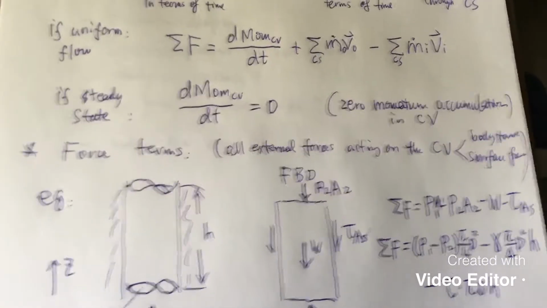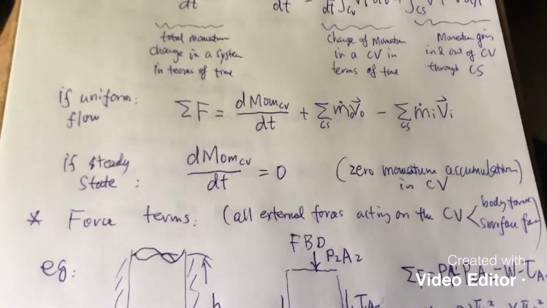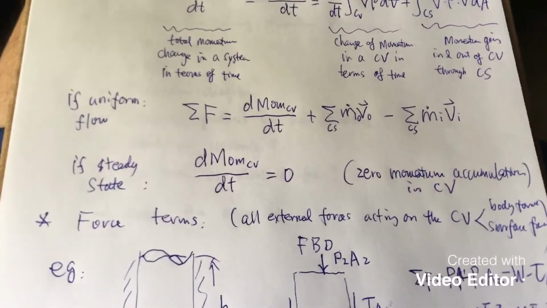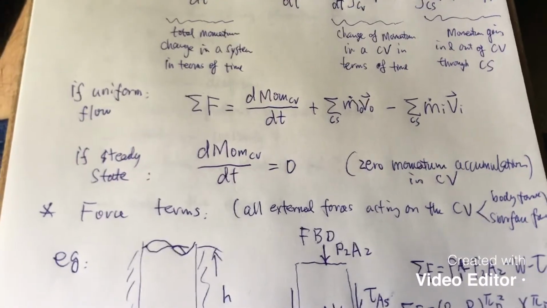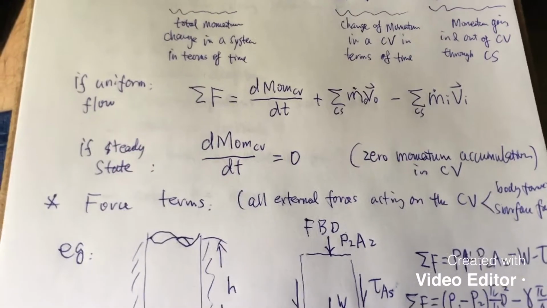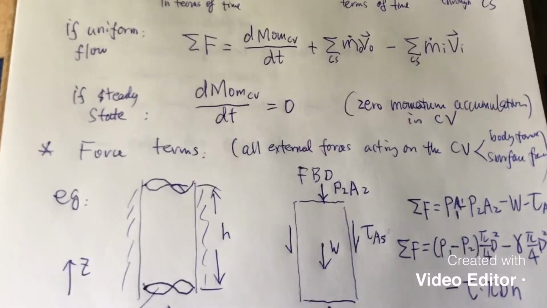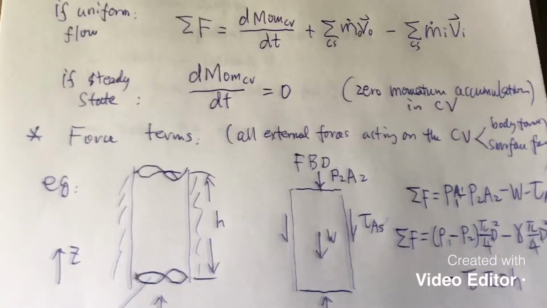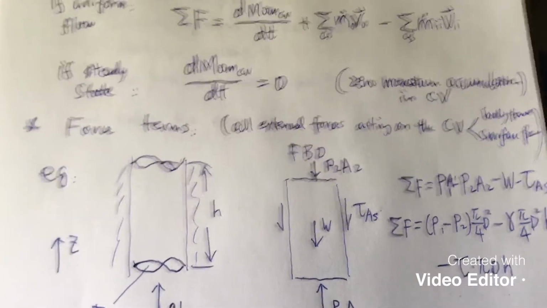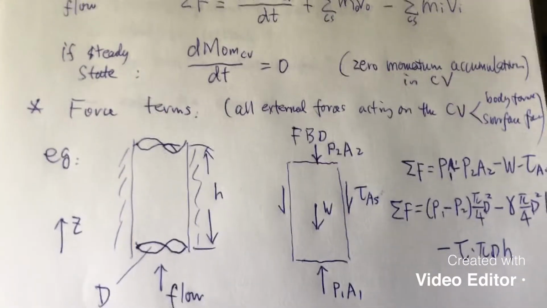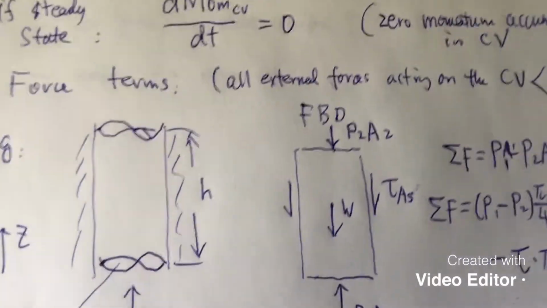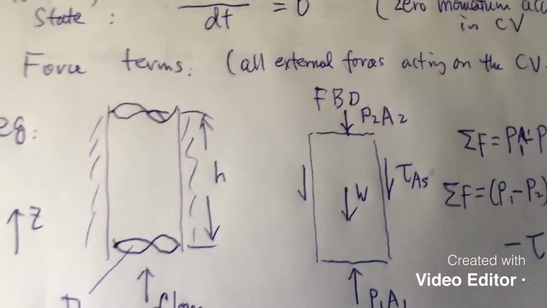Then on the right-hand side of the equation, you need to draw a momentum diagram. Momentum out, momentum in, right? So then summation of force will be equal to the change of momentum. So two diagrams you need to draw for solving the problem. One is a free body diagram, okay? One is a momentum diagram.